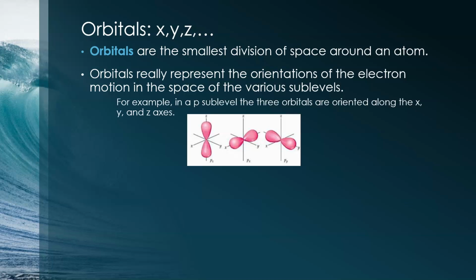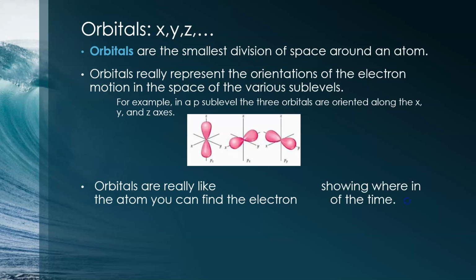So for example, a p sublevel has 3 orbitals. They are oriented along the x, the y, and the z axis. So you can see them represented in that picture there.